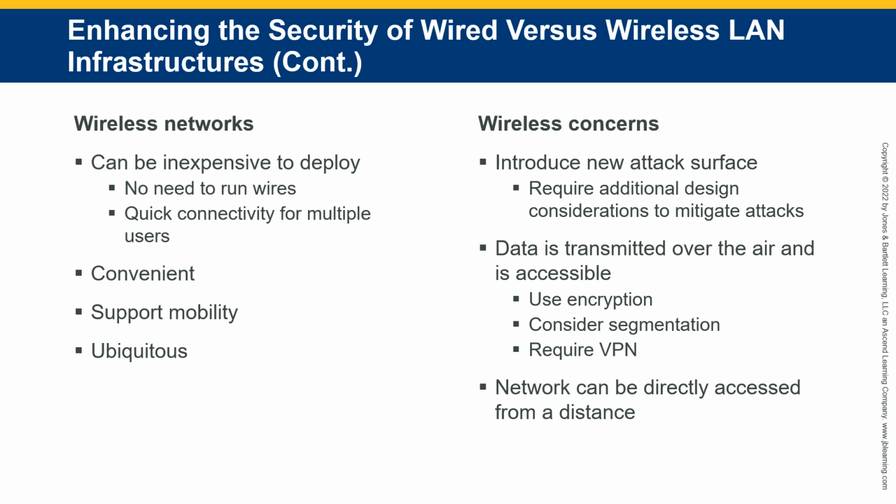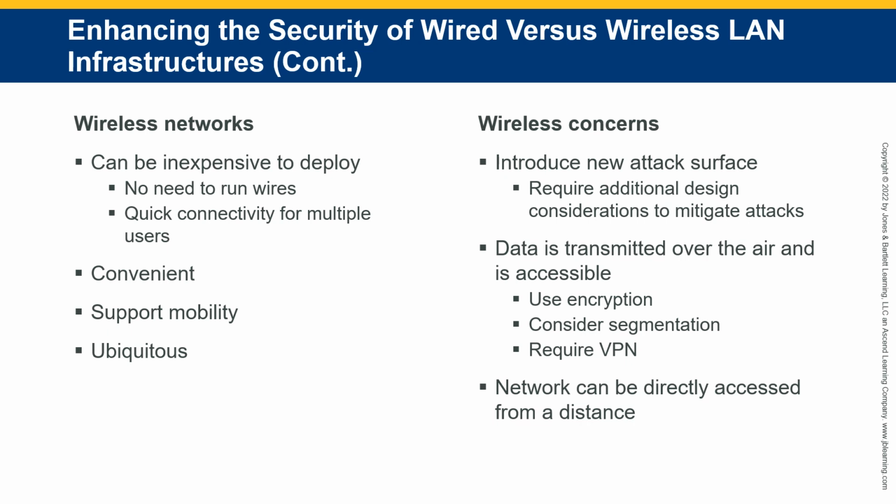Now, wireless networks, they're cheap to deploy. There's no wires run. They're quick and easy to connect to. They're convenient. They support mobility. Ubiquitous. You don't have that tether of a physical cable running into you, so that's always good. But it also introduces a new attack surface, and they require additional consideration to mitigate attacks. So you don't have to be physically located there. You can be accessed from a distance.